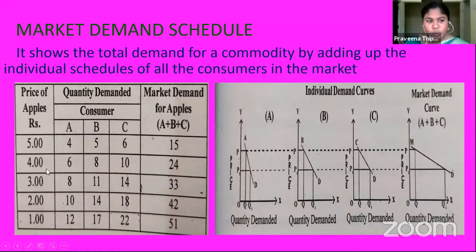So when the price of apple has become 1 rupee, see children, the quantity demanded by A is 12, B is 17 and C is 22. So the whole market demand is 51. So they all have demanded 51 units of apples. So this is the graphical representation of individual demand curves. So this is the market demand curve, children. See, this is the individual demand curve of A, this is the individual demand curve of B, and this is the individual demand curve of C. So when we combine all these, we will get a market demand curve.